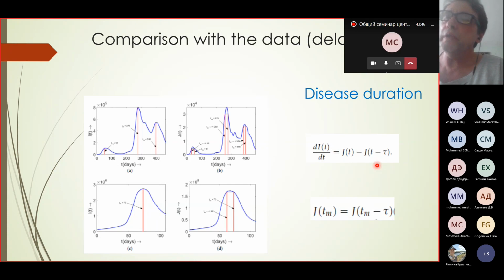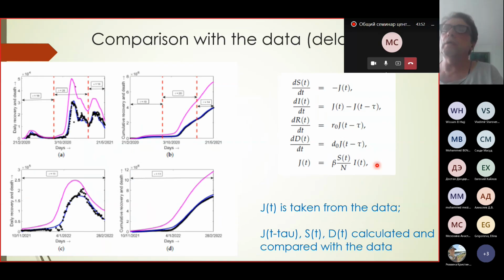Okay, I continue. So like that, we determine the disease duration from the data. And now, when we know this tau, we can compare with the other data, and we do as before. So we take this J of t from the data. It's the number of new infections at time t. And then we can find this daily recovery and death. It's just this J of t minus tau with these coefficients r0 and d0.